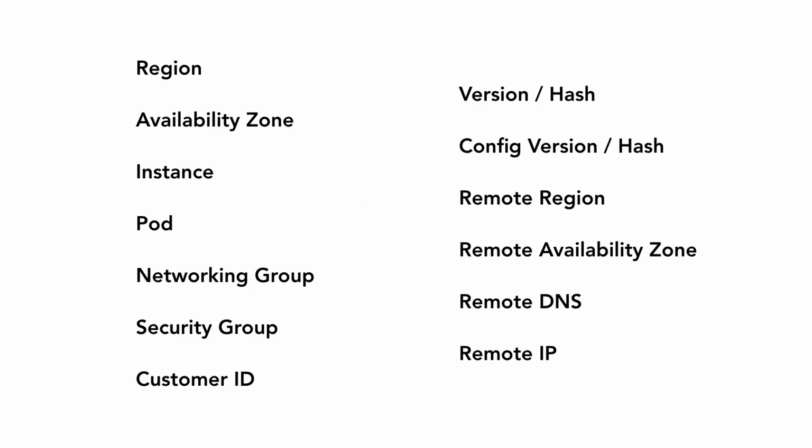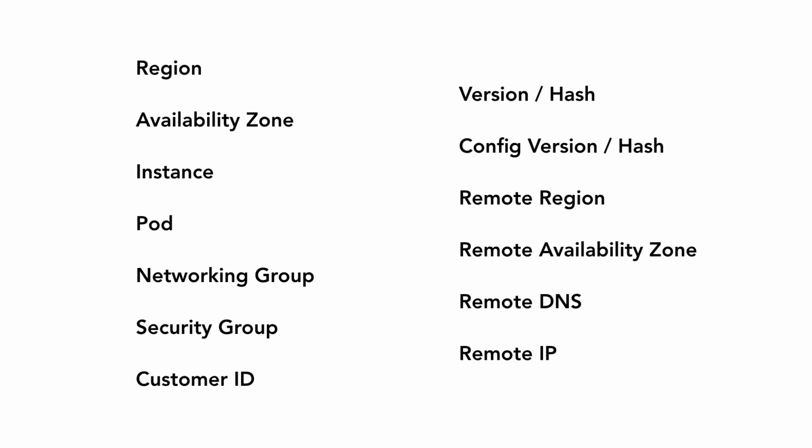And so some of the things that I would generally recommend as things to observe variance along is region, availability zone, instance, or pod, or both if you have both, networking groups, security groups, and then other things like customer IDs. So are different customers experiencing different kinds of performance and why? And then also things that reflect change, like the version of the software or the version of the config. And if you aren't versioning your config, you should probably do that.